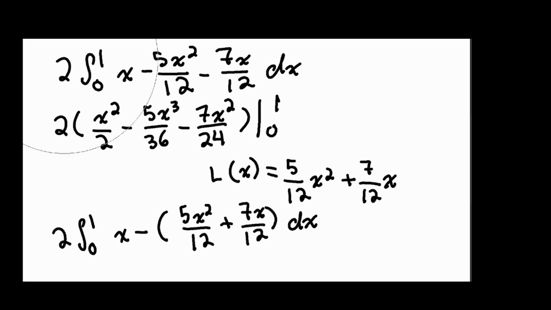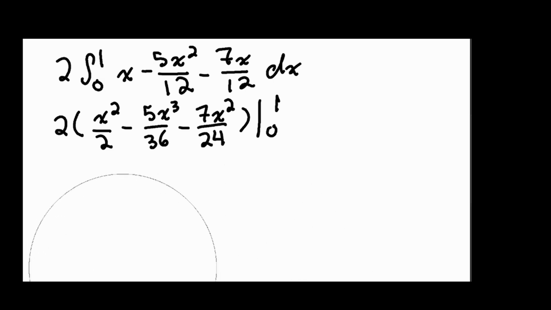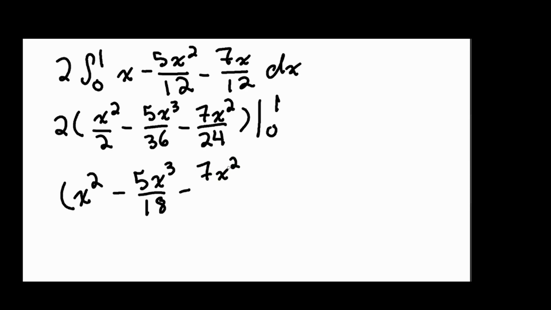Now to solve this, we make a little bit more space. Let's erase this down here. Let's distribute the 2. So we end up with something like this: x squared minus 5x cubed over 18 minus 7x squared over 12, from 0 to 1.